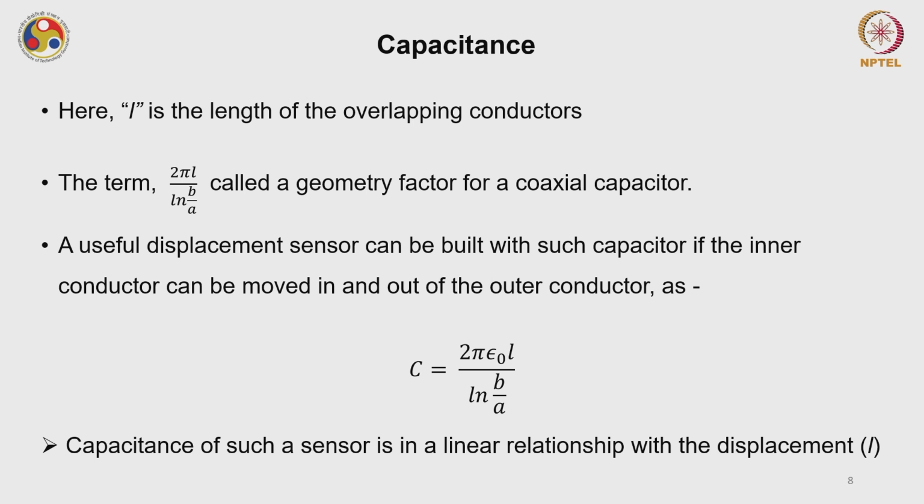A useful displacement sensor can be built with such a coaxial capacitor if the inner conductor can be moved in and out of the outer conductor. So this relationship can be used for the calculation of the capacitance, or in turn to calculate the displacement, right? Capacitance of such a sensor is in a linear relationship with the displacement L.